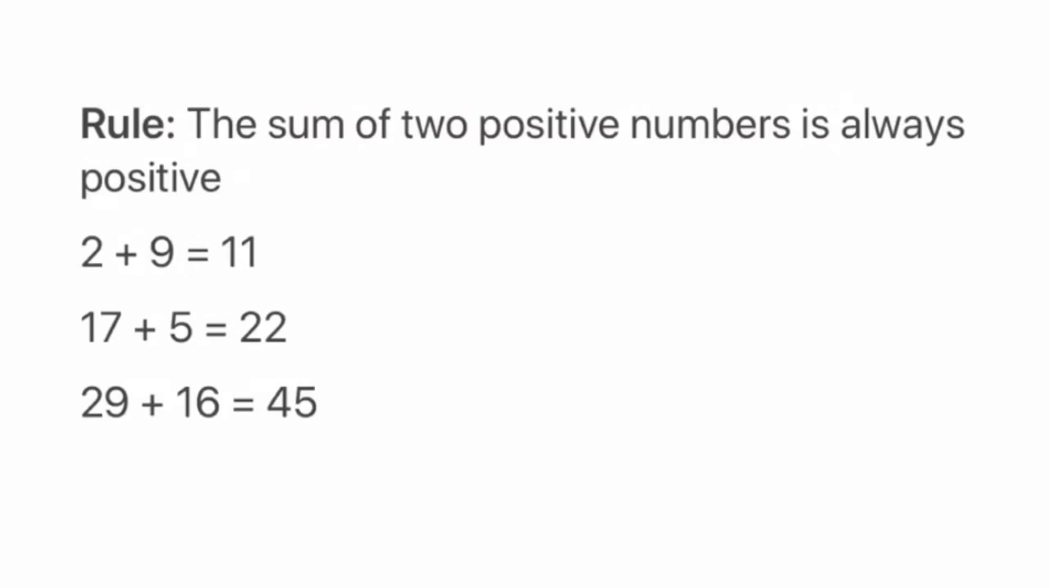And again, you can always think about money. If I have $2 and then I have 9 more, now I have 11. So 17 plus 5, 17 is positive, 5 is positive. Your answer is positive 22. This is probably your easiest rule.